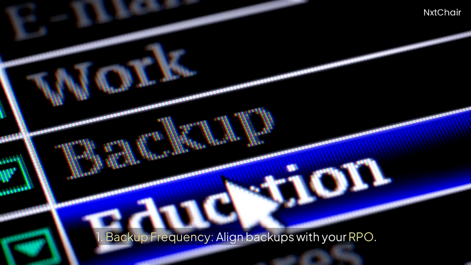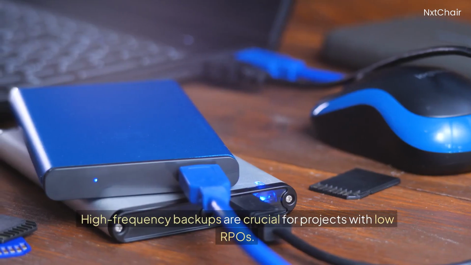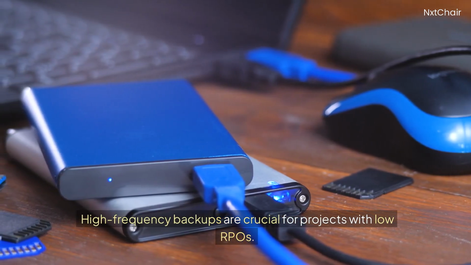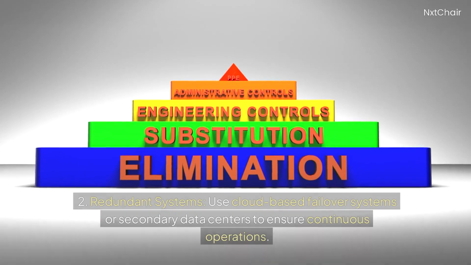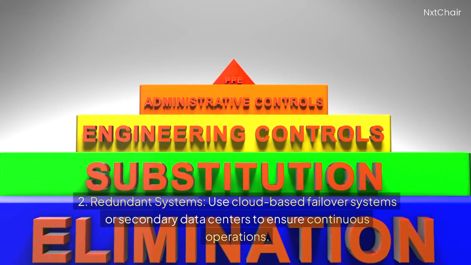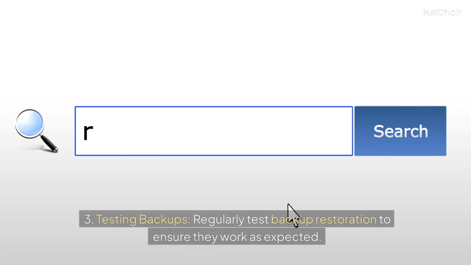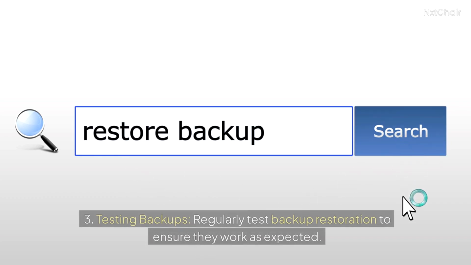Technical note: key components of a backup and failover strategy include 1. Backup frequency. Align backups with your RPO. High-frequency backups are crucial for projects with low RPOs. 2. Redundant systems. Use cloud-based failover systems or secondary data centers to ensure continuous operations. 3. Testing backups. Regularly test backup restoration to ensure they work as expected.